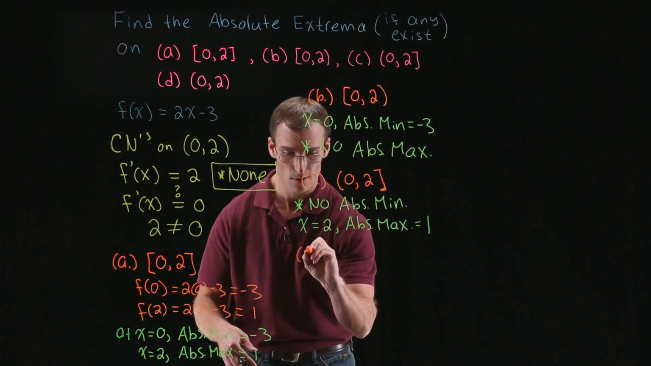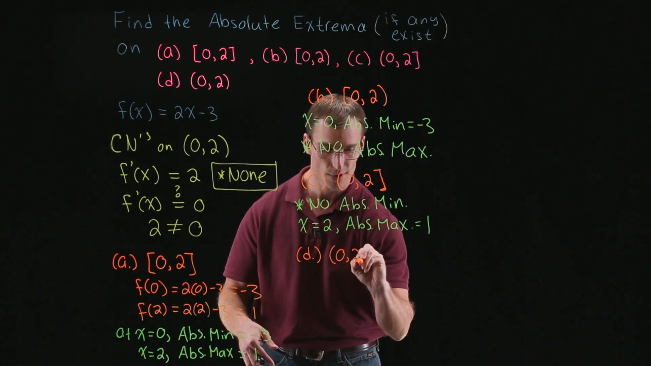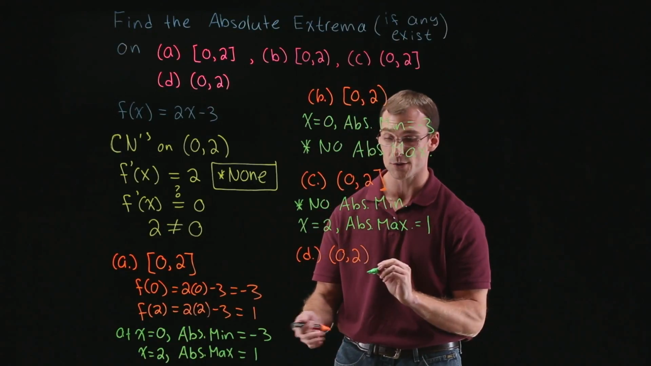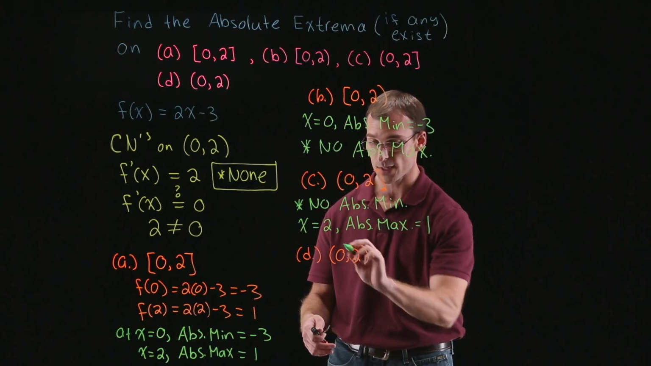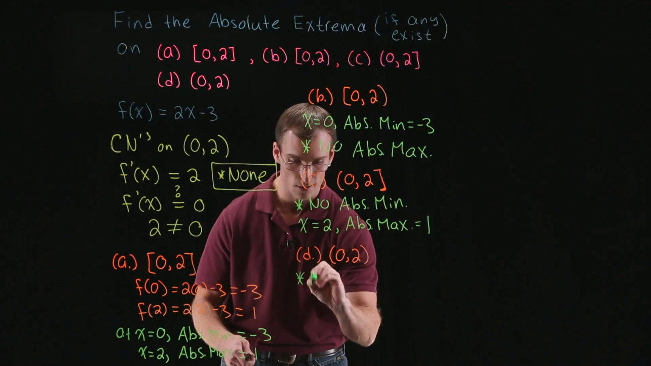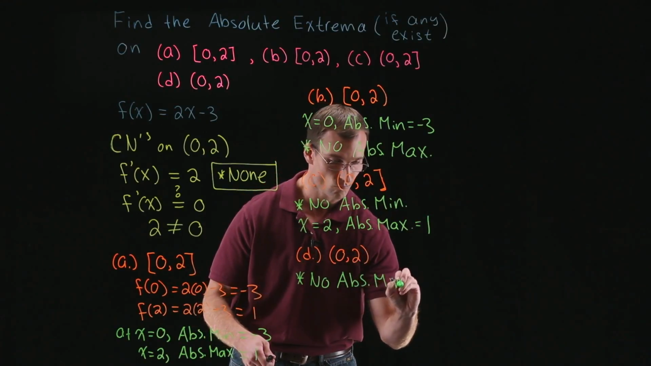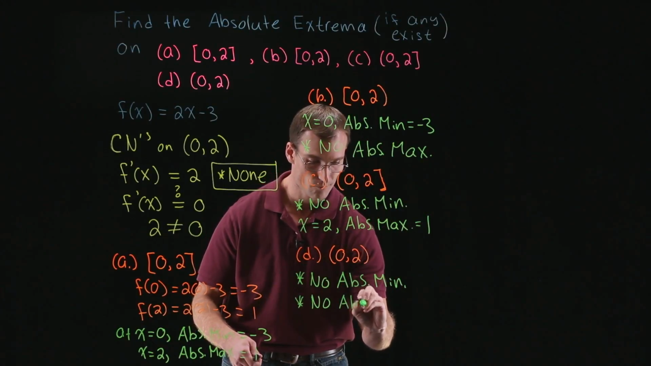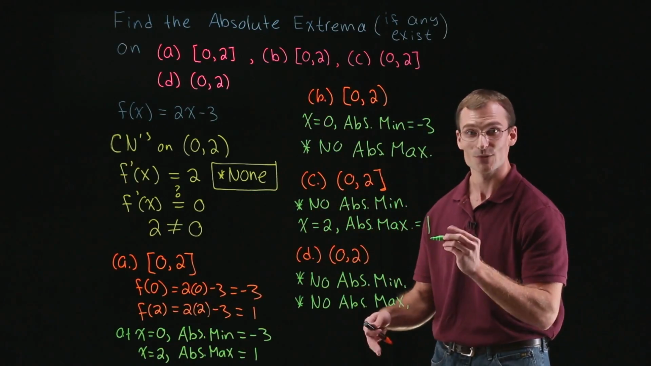And last but not least, part D, the open interval from 0 to 2. Here we're not including 0 or 2. Putting it all together, we don't have any critical numbers, so no candidate points in between, and we're not including the endpoints. So here we actually wouldn't have anything. We'd have no absolute minimum and no absolute maximum. There we go. Thank you very much.